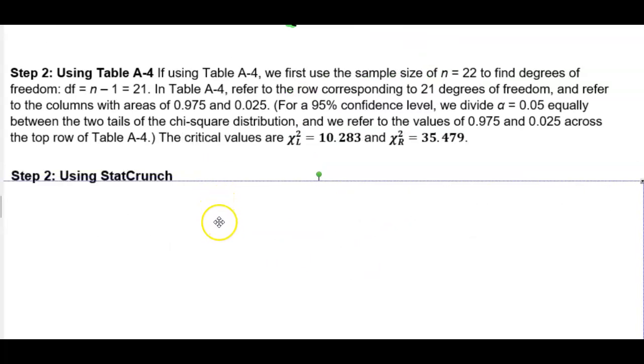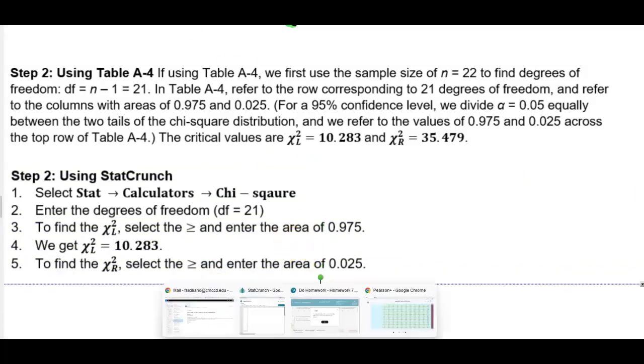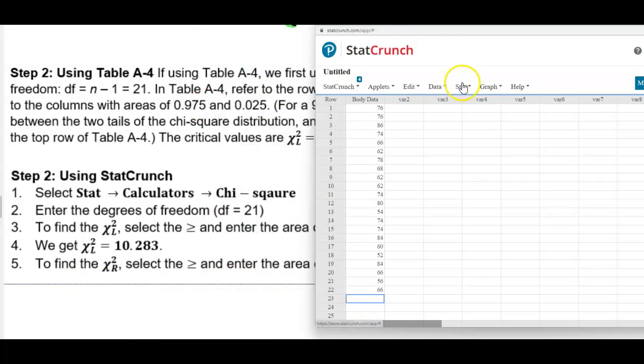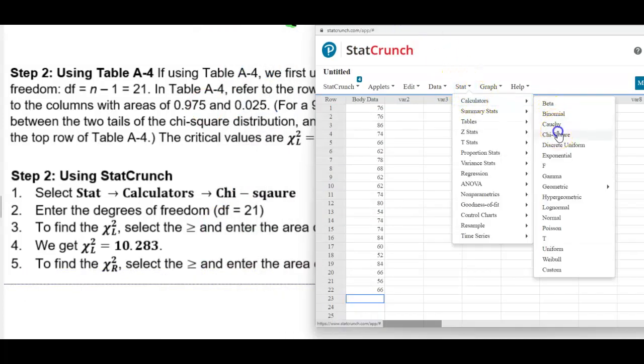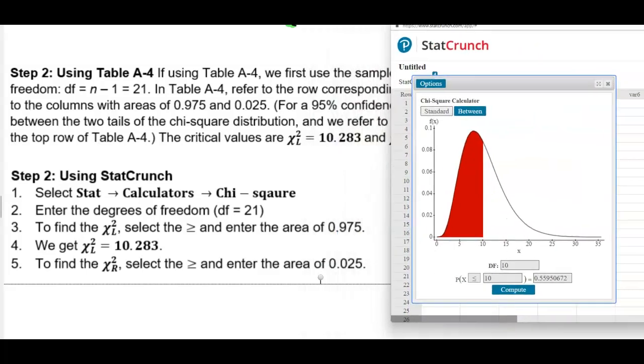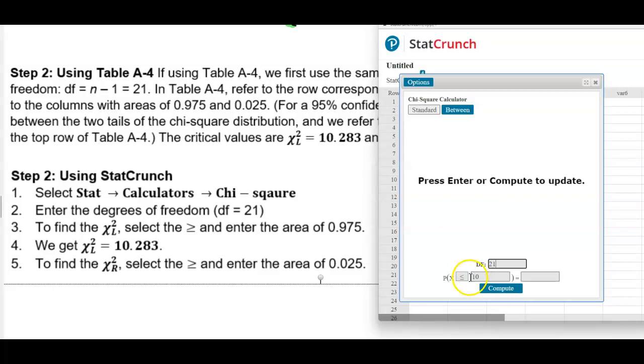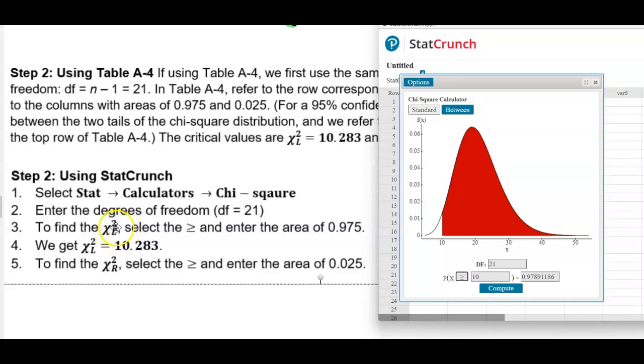Okay, now if we wanted to use StatCrunch, then we would select Stat, Calculators, and then chi-square. So let's go ahead and do that. And so if we want to find the left value, we want to make sure that we have the degrees of freedom to be 21. We want to make sure that we have our inequality to be greater than or equal to, because if we want to find the chi-square on the left, we're going to put in the area to be 0.975. And if we do that, you can see that rounding it to 3 decimal places gives us 10.283.